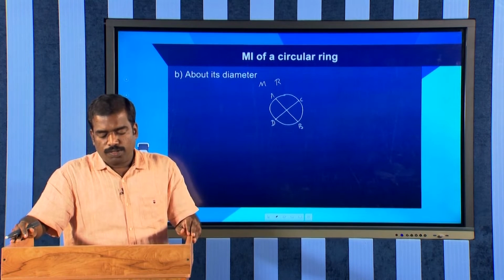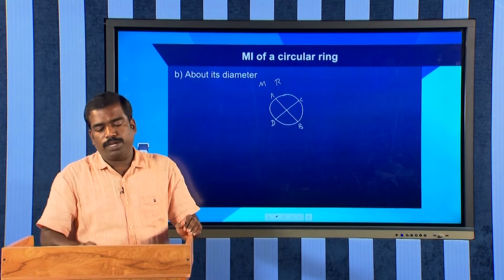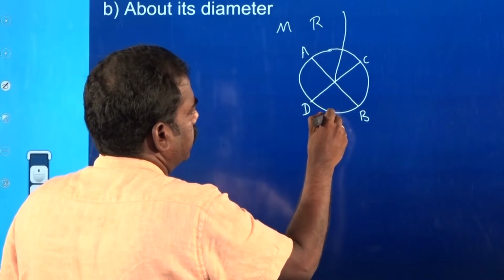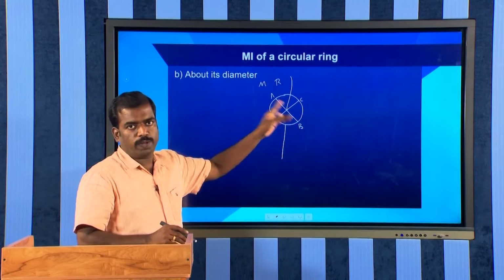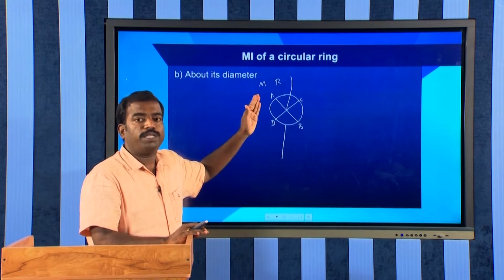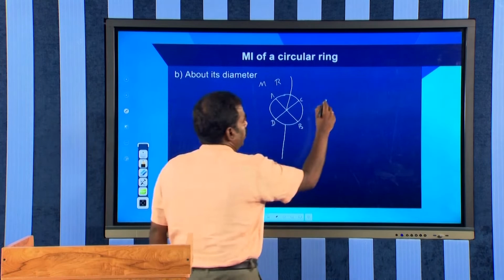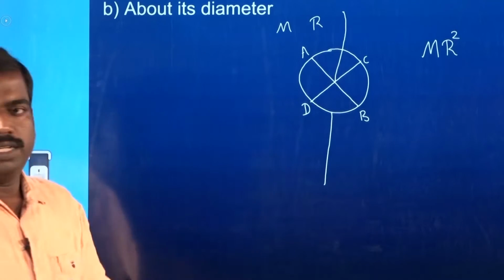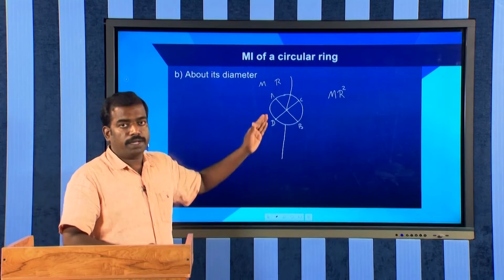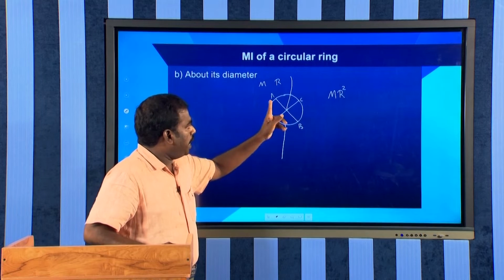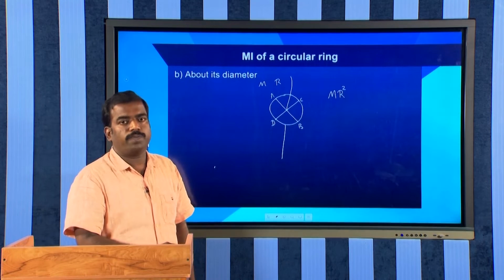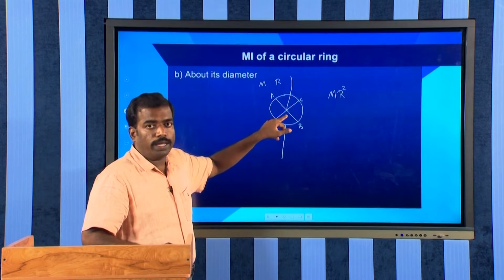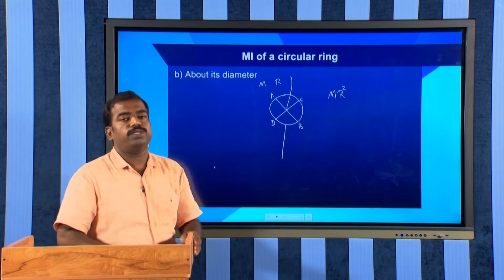For this we need to use the perpendicular axis theorem, because we know the moment of inertia of the same ring about an axis passing through its center and perpendicular to its plane, which is the moment of inertia of the ring about the perpendicular axis. We know that it is given by capital M R square. Now we can apply the perpendicular axis theorem here, because the other two axes AB and CD are mutually perpendicular to each other, and both intersect at the same point where the third perpendicular axis passes through.